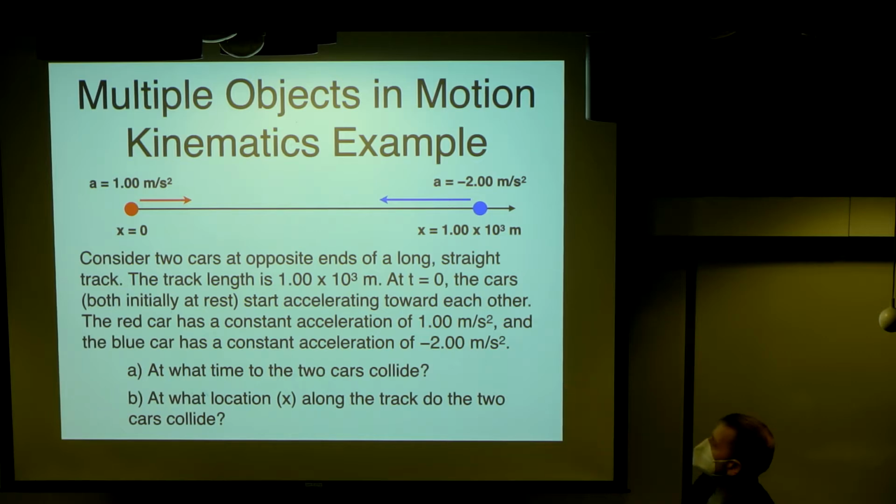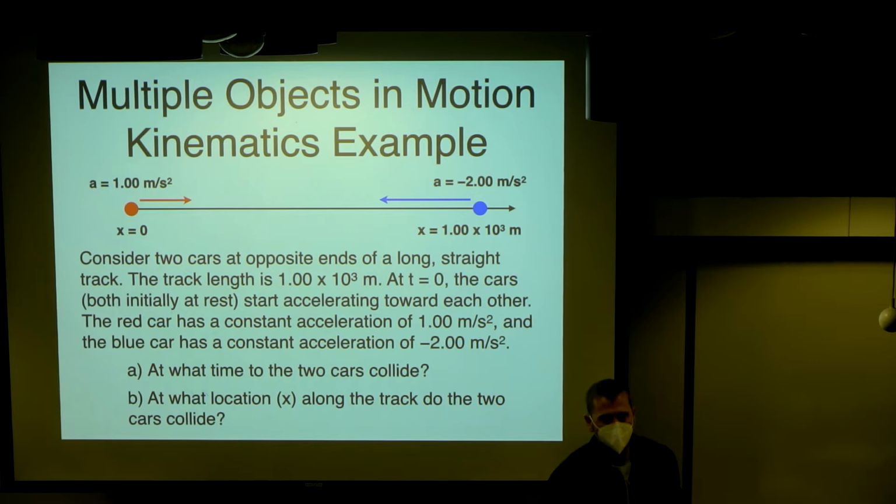At t equals 0, the cars, which are both starting at rest, begin to accelerate towards each other, okay? The red car, this one over here, has a constant acceleration of 1 meter per second squared, and the blue car, the one over here, has a constant acceleration of -2 meters per second squared. They're accelerating in opposite directions going towards each other, okay?